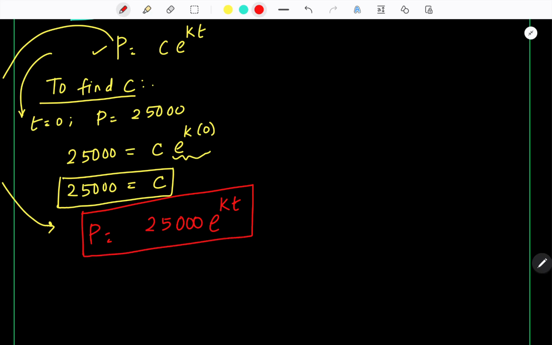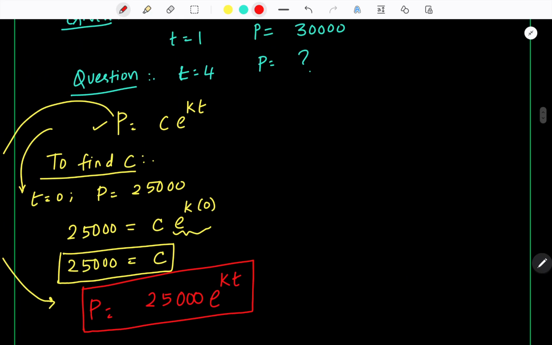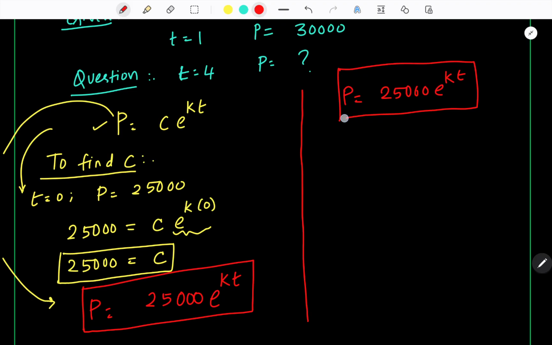Now we are going to put the next condition. So now my equation is P equals 25,000 e power kt. Once you get every constant value, try to put it in the equation and get it ready. Now we are going to find k.